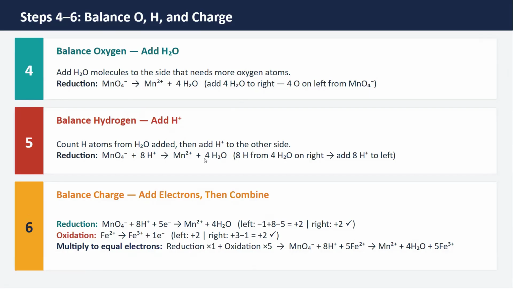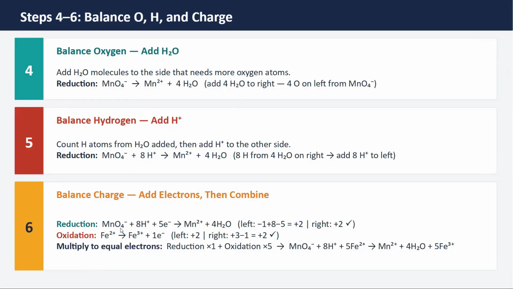atoms. So we added 4 water molecules. That means we have 4 times 2, 8 hydrogen atoms. So we add 8 protons on the reactant side to balance hydrogen atoms. Sixth step is balance charge. And to balance charge, you add electrons. And then after that, when the charges are balanced, you combine reduction and oxidation half reaction to write the overall equation.